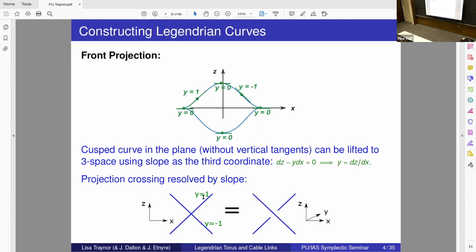The nice thing about this, if you're used to low dimensional topology, is that you always have to be so careful to say which strand is over and which strand is under. But because our third coordinate is slope, we don't have to do that. At that crossing, this strand has y = 1, this has y = -1. To keep a right-handed coordinate system, positive y is into the board. So x, y, z, yes, positive y is into the board. That's why every time you see a crossing, it really looks like this.